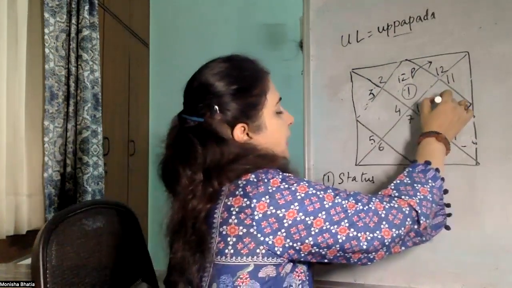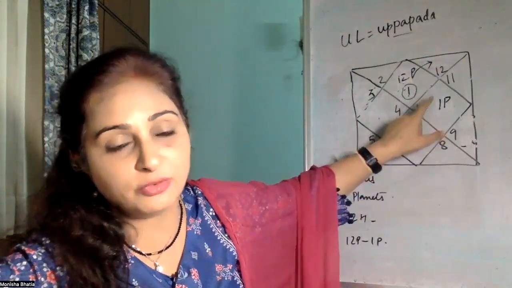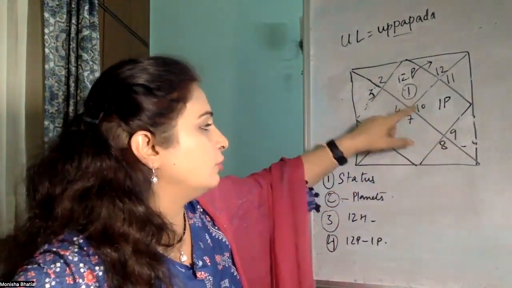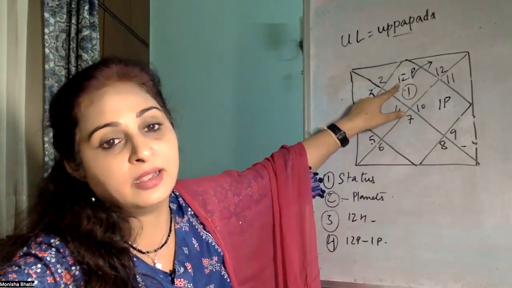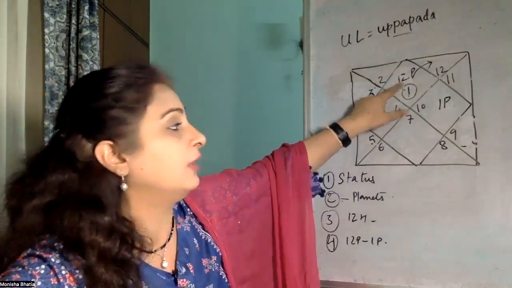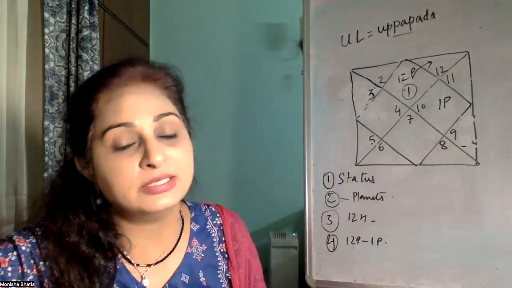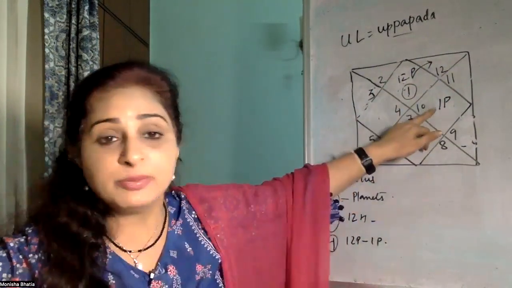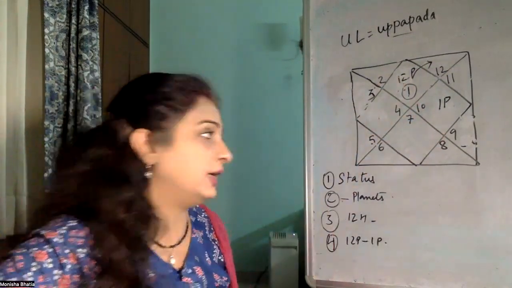For example, let's say your 1st pada fell in the Capricorn sign. From here, if you see the 12th pada is in the Kendra house, sitting 4 places away, 1, 2, 3, 4, it means you will have a very good understanding with your spouse. The 1st pada is you and the 12th pada is your spouse. So you will have a good understanding.